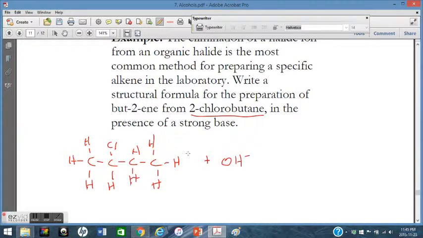Okay. So again, that's going to attack. Now, it's telling us that we're going to end up making but-2-ene. And that means that our double bond is going to go from the number 2 carbon to the number 3 carbon. That tells us that this hydroxide is going to attack this hydrogen as opposed to the hydrogen over here. If it attacked this hydrogen, we would end up with but-1-ene. As it is, it attacks this hydrogen, rips it off.